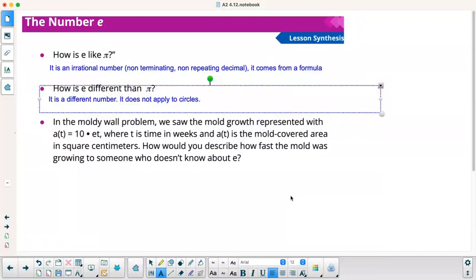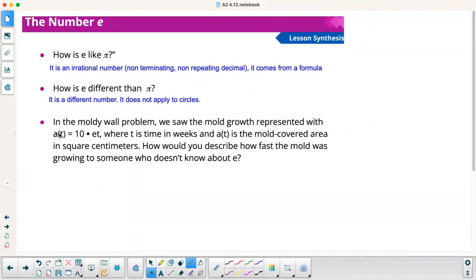All right, in the moldy wall problem, we saw the mold growth represented with, that's wrong. It should be E to the T power. So let me write that out here. A of T equals 10 times E to the T, where T is time in weeks and A of T is the mold area covered.